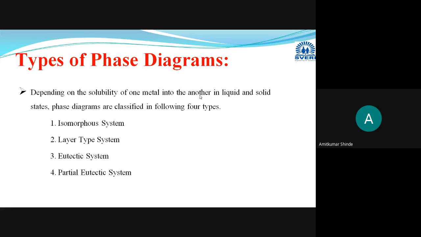Now, as far as your syllabus is concerned, you only have binary alloys, and for binary alloys we have only four types of phase diagrams. Out of those, the first two we have completed, that is the isomorphous system and the layer type system. The remaining two types of systems we will discuss in this lecture. Now I will move towards the third type.